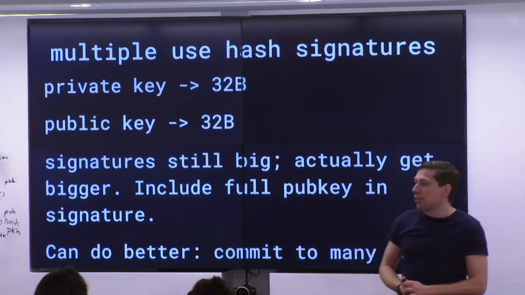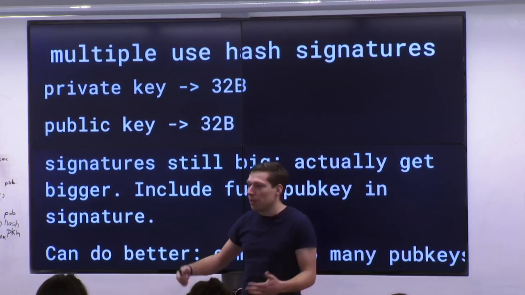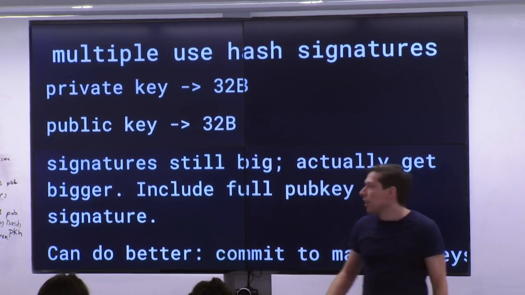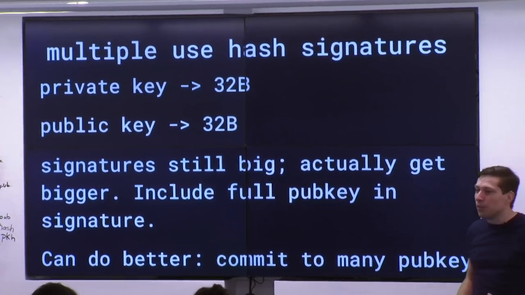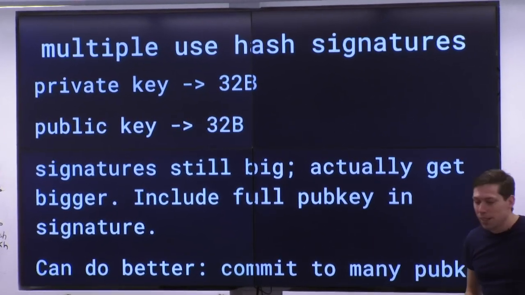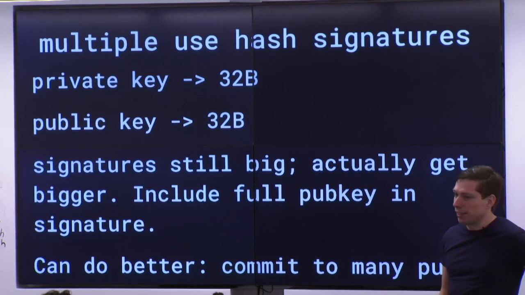Awesome. We've taken a system with potentially huge 32 kilobyte, 64 kilobyte public keys, and we've got it down to 32 bytes. Awesome. Okay, we've now made this thing much more efficient, much more useful. The problem, the signatures are still big. They actually got a little bit bigger because they include the full public key in the signature.